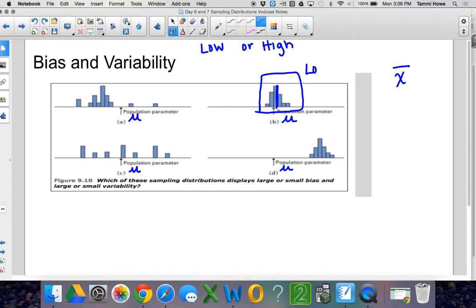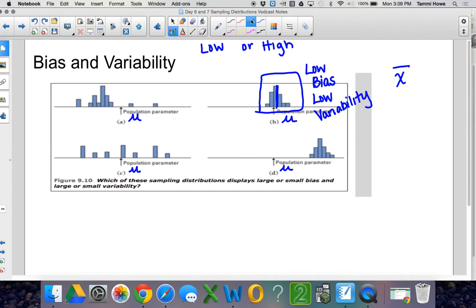So we would call this low bias because the middle of this sampling distribution is close to the population mean. This is also low variability. Variability is kind of like standard deviation. Variability is how much the numbers vary. And here they're all really, really close together. So this one is low bias, low variability.